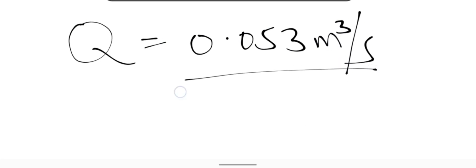Calculating this correctly, you will see that the Q, which is the flow rate, will give you 0.053 meter cube per second. This is the rate of flow. Do you understand this?